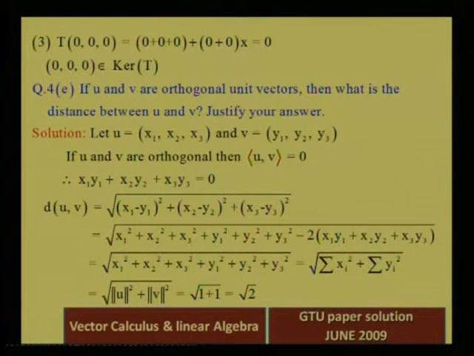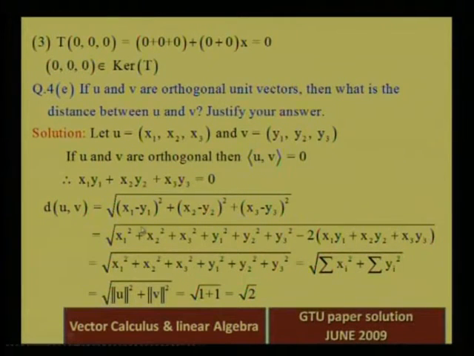We define it in this manner: that is equal to under root (x1 minus y1) square plus (x2 minus y2) square plus (x3 minus y3) square. Okay, because u is equal to x1, x2, x3 and v is equal to y1, y2, y3. So that's why we define distance of u, v as under root (x1 minus y1) square plus (x2 minus y2) square plus (x3 minus y3) square.